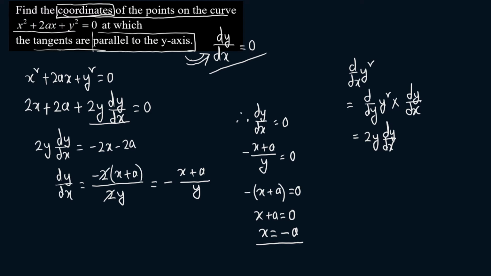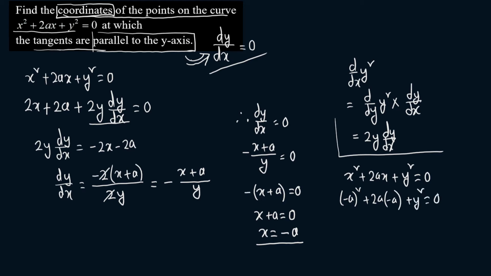We can use the main equation to get our value of y. So let us use the main equation, which is x square plus 2ax plus y square equals 0. We are going to put the value of x here. It gives us minus a whole square plus 2a into minus a plus y square equals 0. Then from here, positive a square minus 2a square plus y square equals 0. So we can write y square equals positive a square, because we got minus a square from here, then y equals plus or minus a.